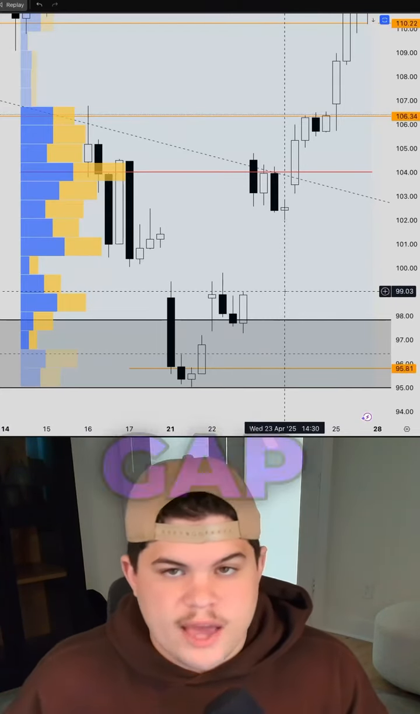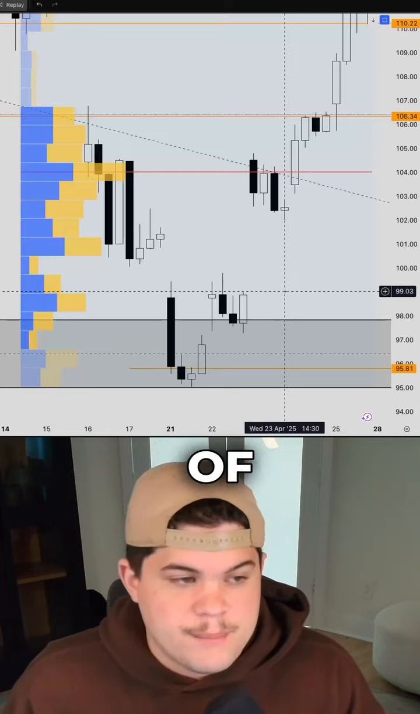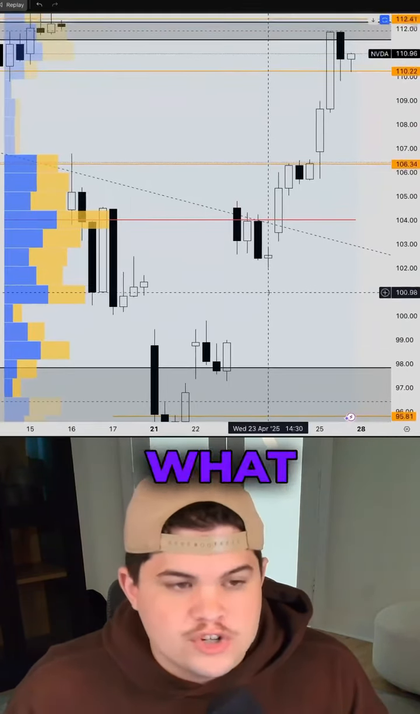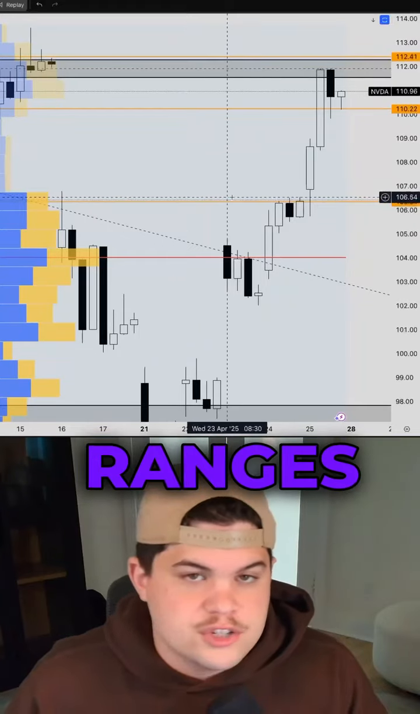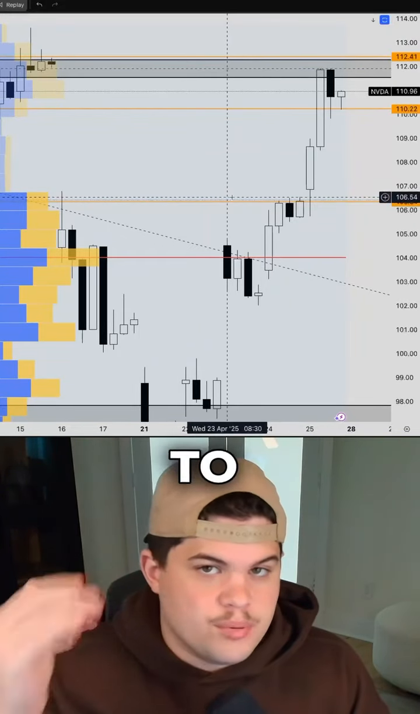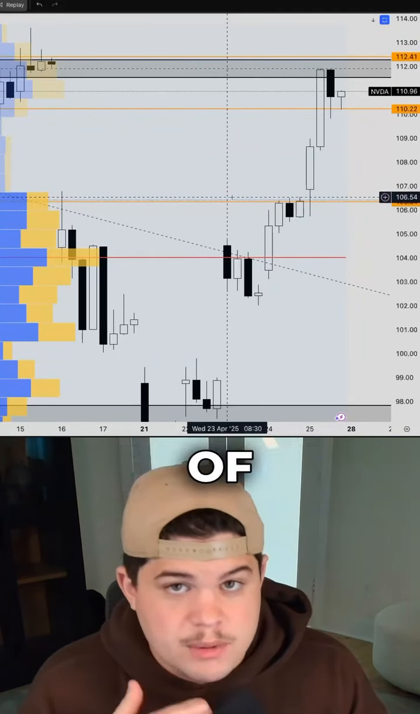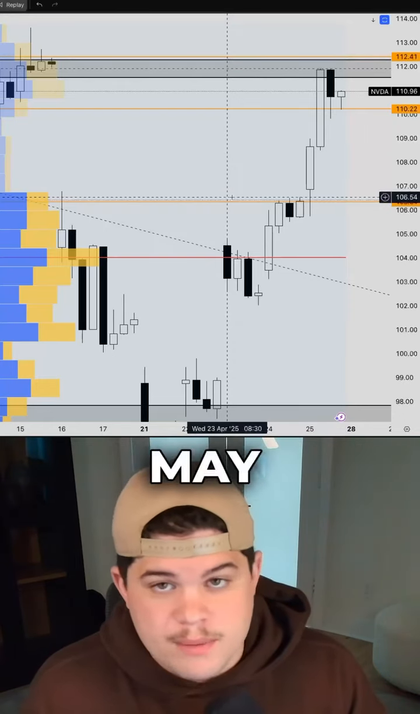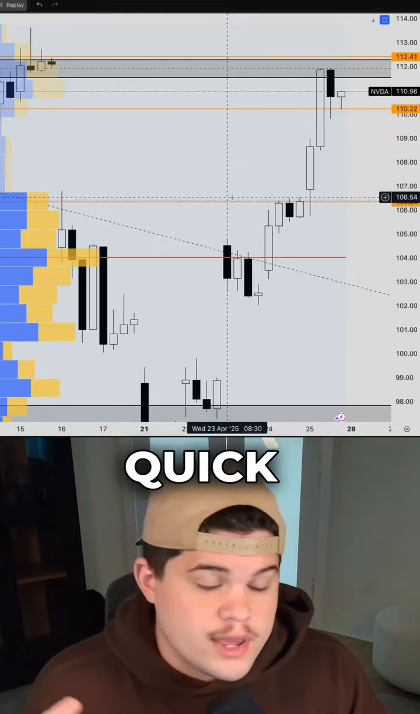So that's what those gap fills mean, is that you just don't have a lot of buyers or a history of sellers showing up in those spots. So what you're expecting when you get in those illiquid ranges is quick moves from point A to point B. And those are typically some of the best setups that you're going to get intraday trading stocks, futures, whatever it may be, because again, you're getting those really quick instant moves.